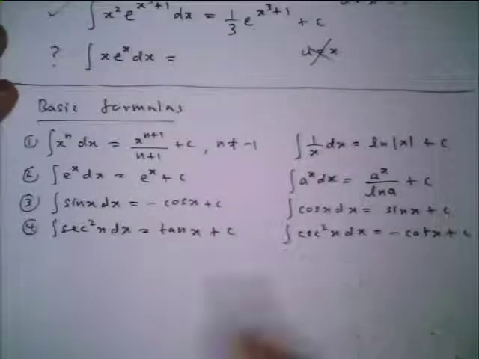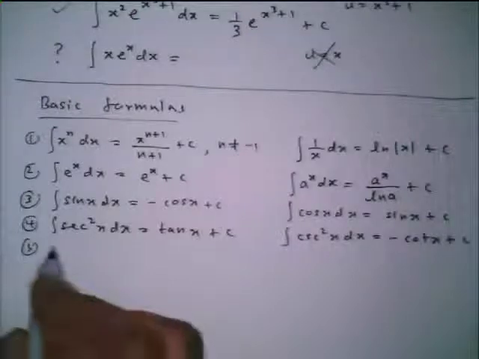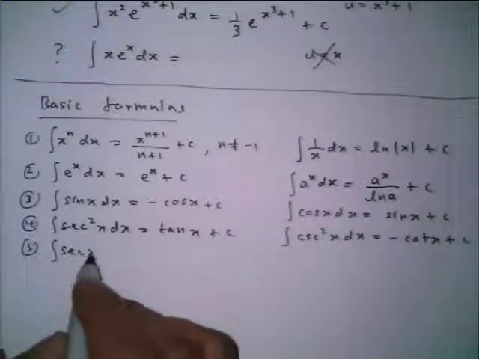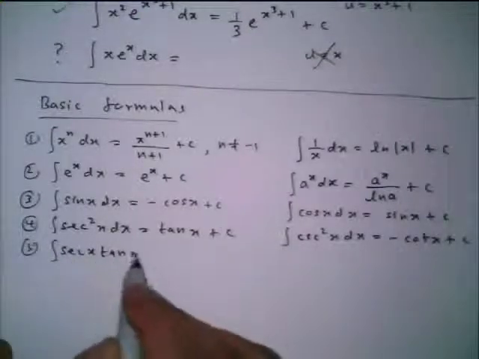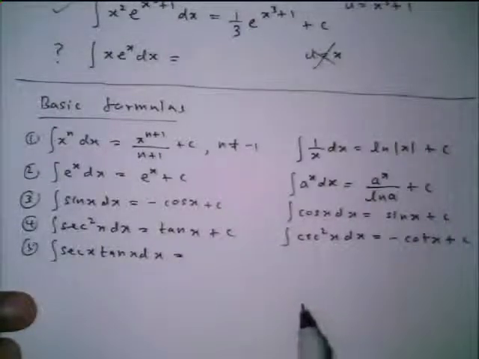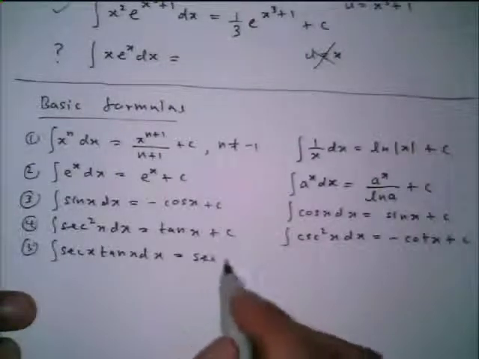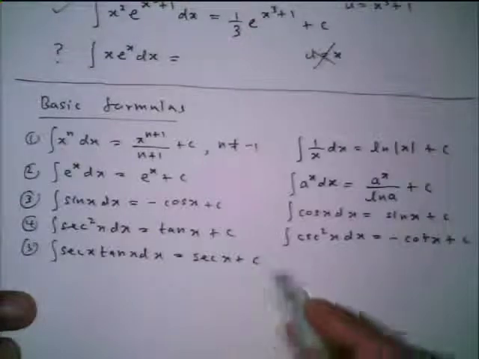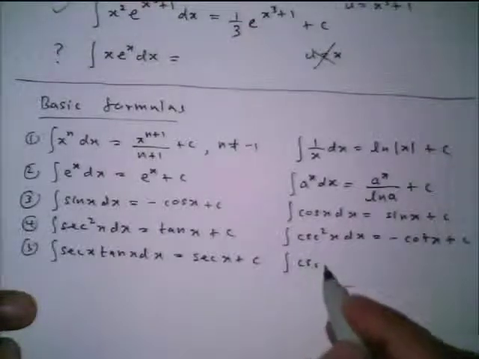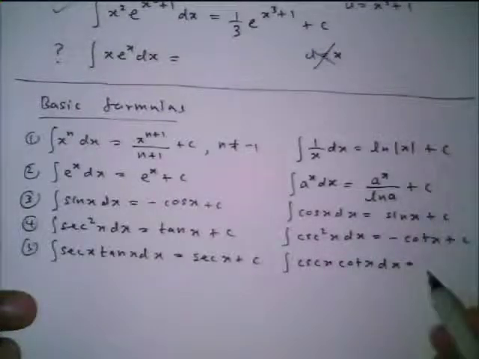And then what else do we have? We have secant and tan. So we have the integral of secant x tan x dx. What is that? It is secant x plus c. And then we have the integral of cosecant x cotangent x dx, that is negative cosecant x plus c.